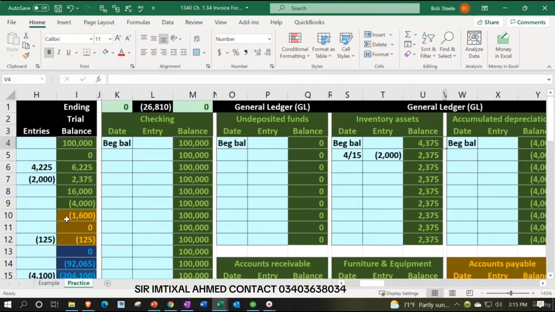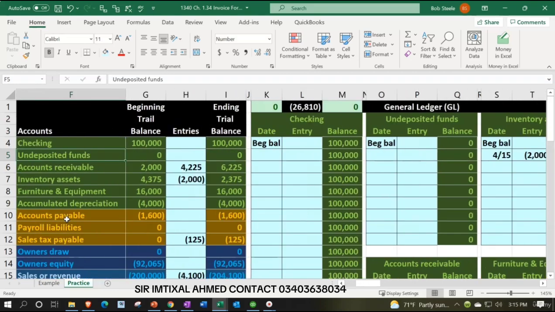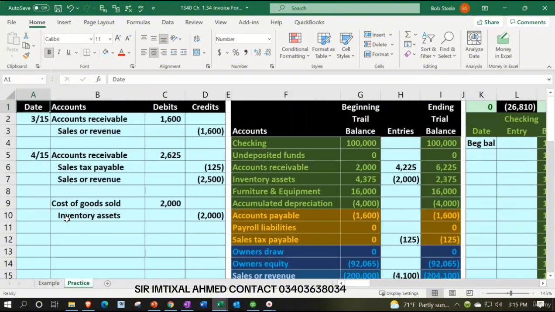So now we've got the 4,375 going down, doing the opposite thing to it. A credit, it's a debit balance account, to 2,375. That 2,375 also matches what's on the trial balance, 2,375. GL back in balance as well. That looks good.